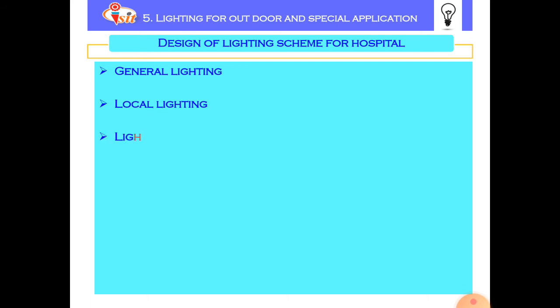Then lighting on the operation table is provided at 10,000 lux or 50,000 lux level, on a selective and variable basis. Background luminance of about 400 to 500 lux is required. These luminaires are all mounted along the center line of the ward.